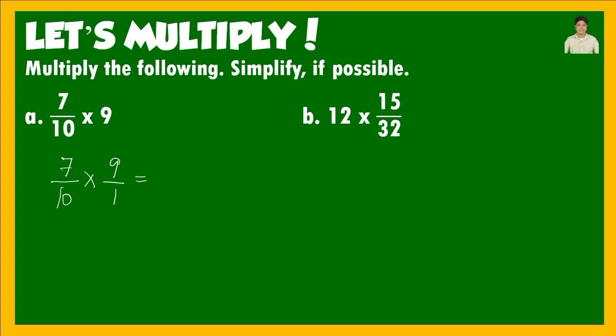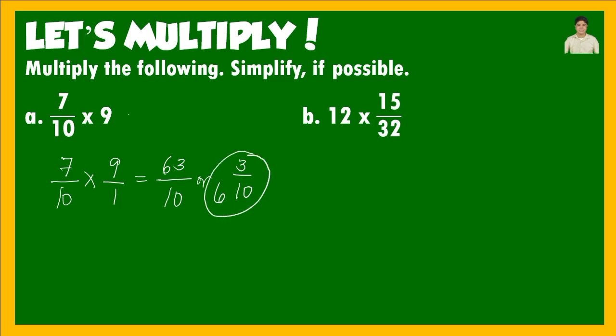Now, let us multiply both numerators and both denominators. So, 7 times 9, we have 63. 10 times 1, we have 10. So, 63/10 is an improper fraction. So, we have to change this into a mixed number. So, 63/10, that will be 6 and 3/10. So, meron kasing 6 na 10 ang makukuha sa 63. And then, yung matitira, 3, that is 3/10. So, this will be our final answer, 6 and 3/10.